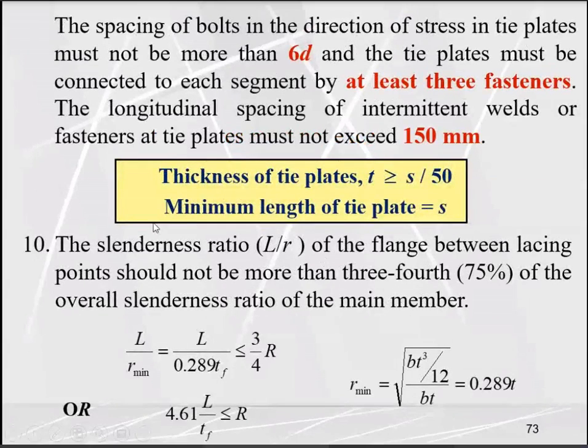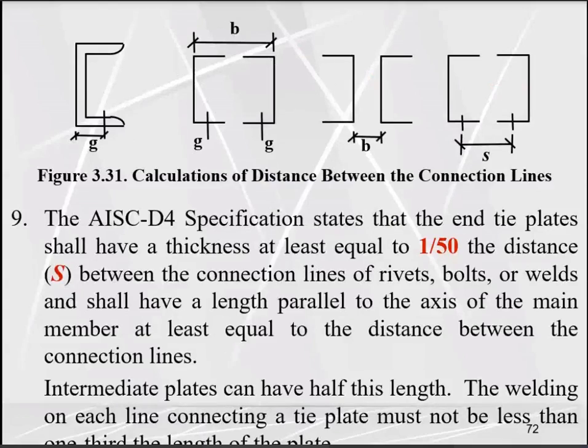Okay, next is the slenderness ratio of the flange between lacing points, which should not be more than 75% of the overall slenderness ratio. So this is a little bit different.